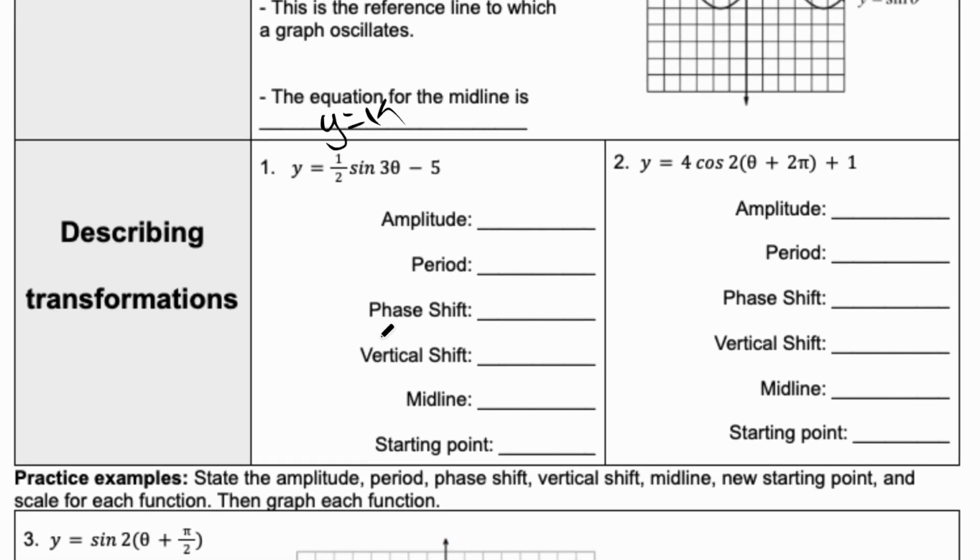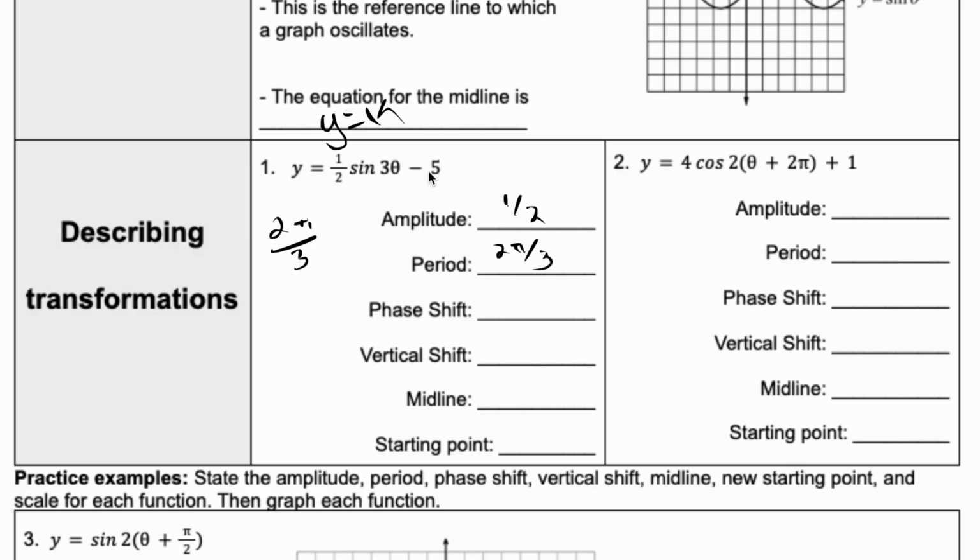Okay, so now we're going to describe some transformations. Here, what's our a value? 1/2, so our amplitude is 1/2. What's our period? Well, our period is going to be 2 pi over 3, our b value. So our period is just 2 pi over 3. Phase shift is going to be whether we're horizontally shifting.